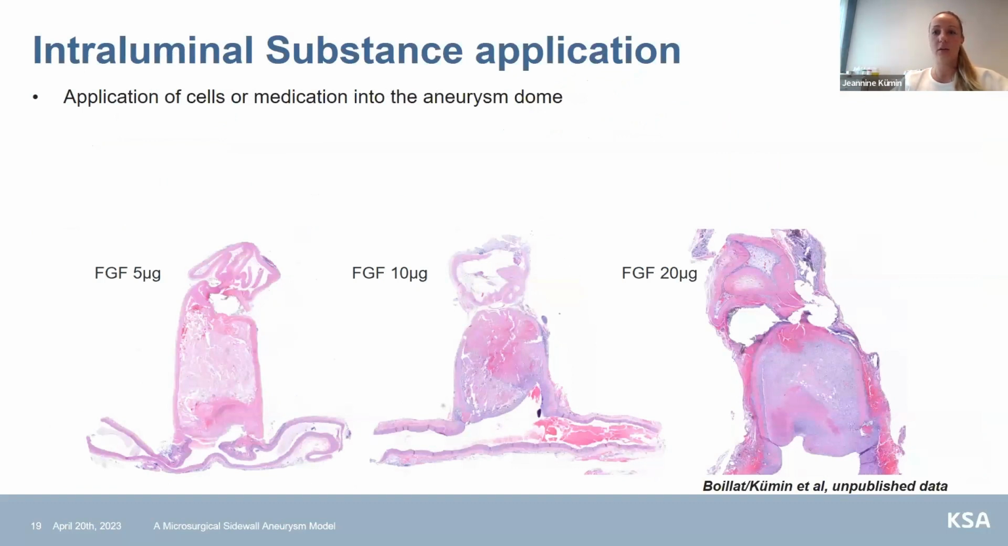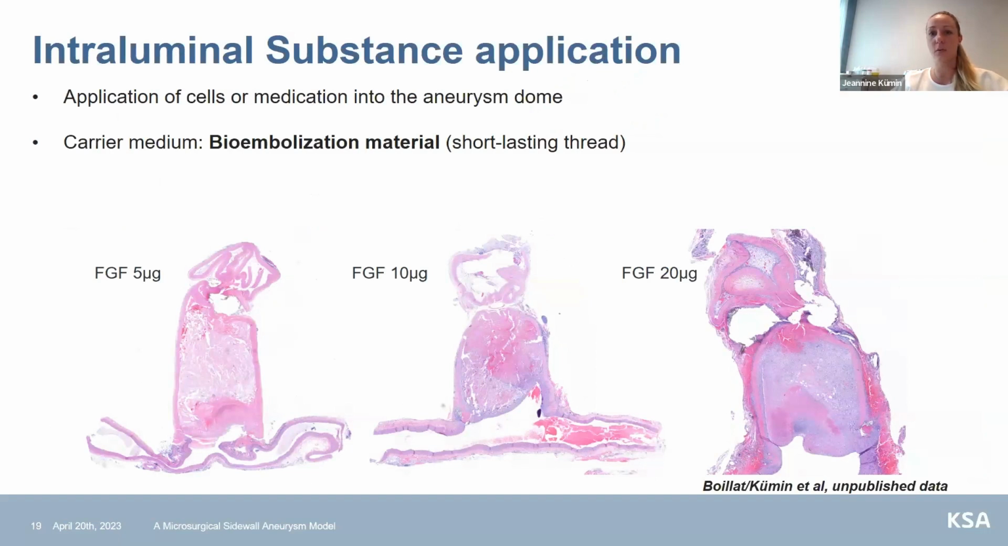As I've already mentioned, this BioEmbolisation material, where we've then further worked with the short-lasting thread, is a good carrier material for intraluminal substance application. Our most recent experiments were with FGF2, which was diluted and then injected into this little cloud. So we had a soaked cloud of FGF and BioEmbolisation material inside the aneurysm dome with the aim to improve neointima formation.